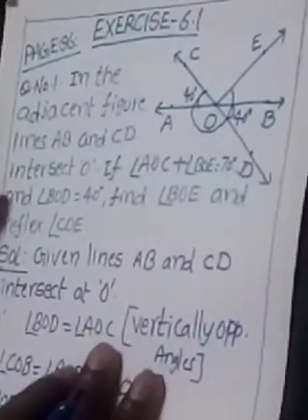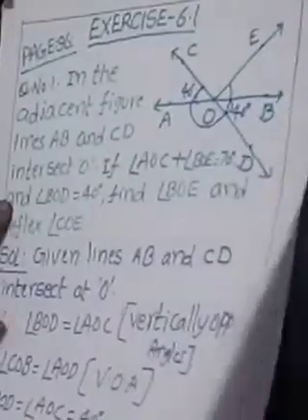Now come to the next part. Reflex angle COE is equal to angle COD plus angle DOB plus angle BOE. Understood this step, my children?